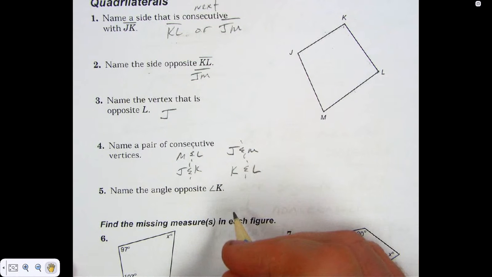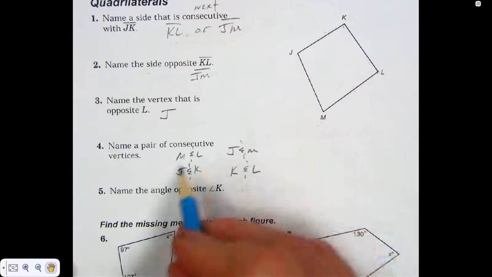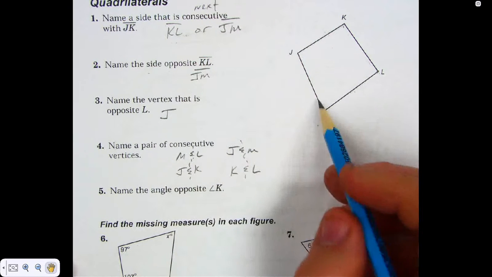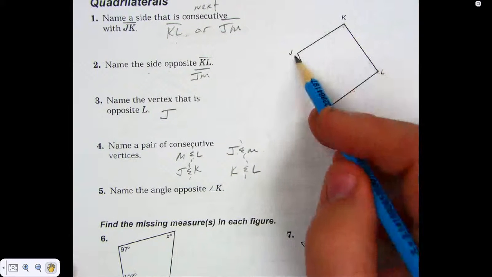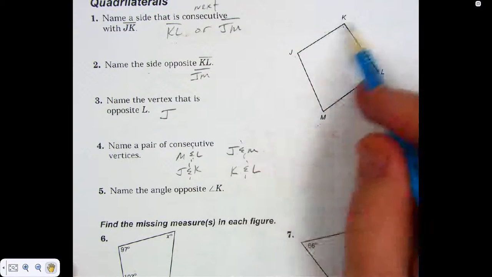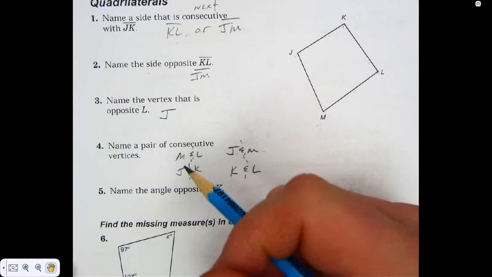Nope. We got a couple more. Well, I could have said L and M, but I've already said M and L. Right? I could say J and M, but I've already said J and M. I could say K and J. I've said J and K. Same thing. K and L, and I've said it. So that's all of them in there.